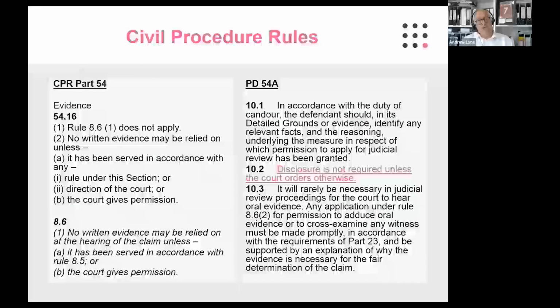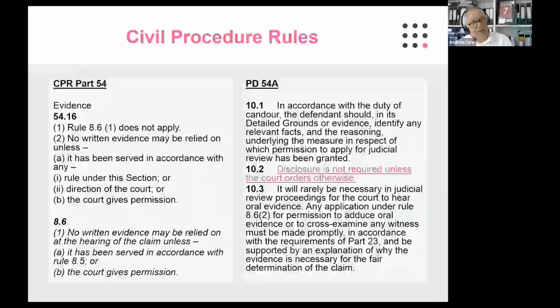I mentioned the Civil Procedure Rules, and when you look at the judicial review part of the Civil Procedure Rules, you can see on the right-hand side of the screen paragraph 10.1 says that, and this is a relatively recent amendment, in accordance with the duty of candour, the defendant should, in its detailed grounds or evidence, identify any relevant facts and the reasoning underlying the measure in respect of which permission to apply for judicial review has been granted. And I've highlighted 10.2, which is that disclosure is not required unless the court orders otherwise.